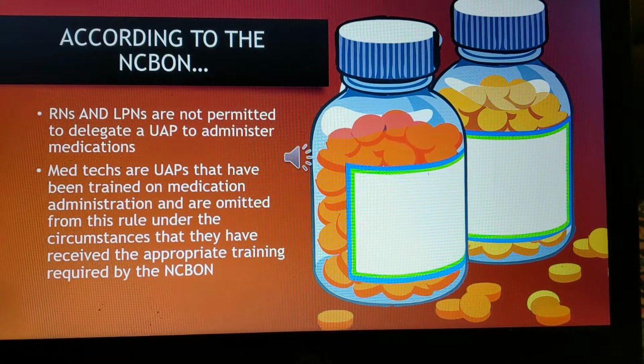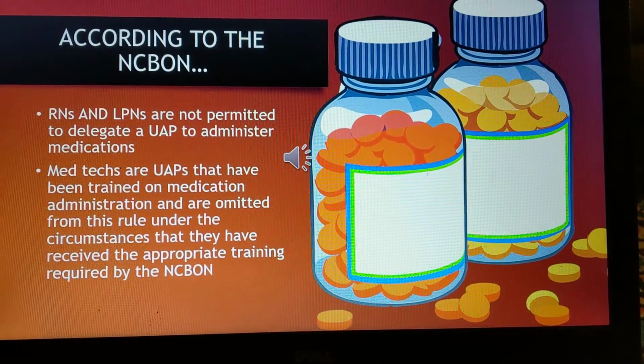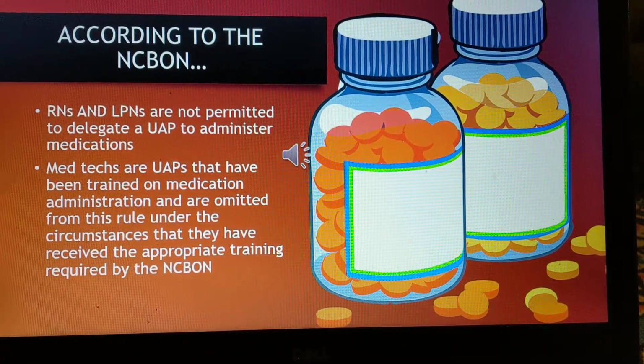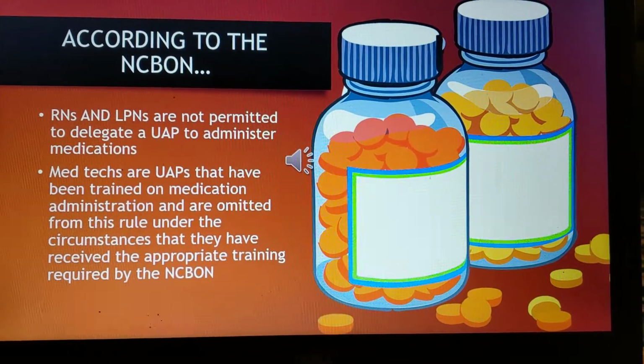According to the North Carolina Board of Nursing, RNs or LPNs are not allowed to delegate any UAP to administer medications unless that UAP is a MedTech trained to do so and has received the appropriate training per the North Carolina Board of Nursing.